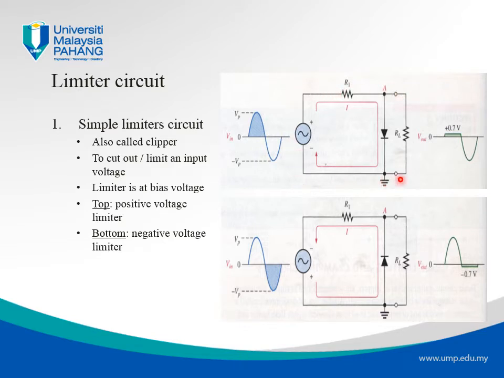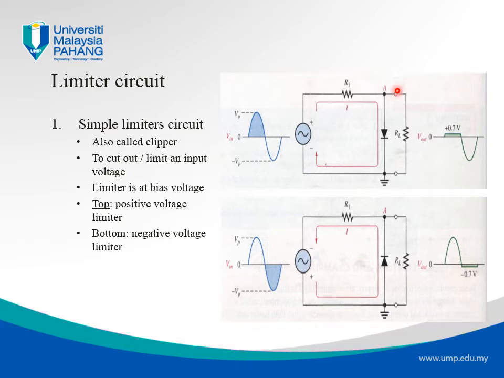So the current now goes through the outer part of the circuit. If it goes through the outer part of the circuit, it means if we measure the voltage across this resistance, the voltage will follow the form of the sinusoidal waveform, but of course the value will be lower.